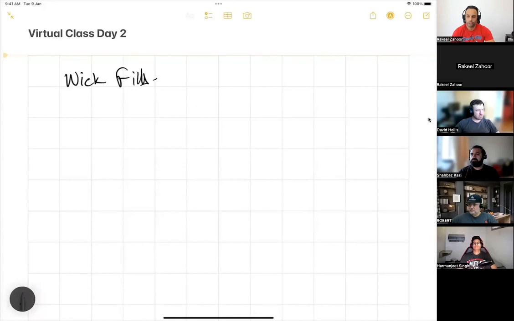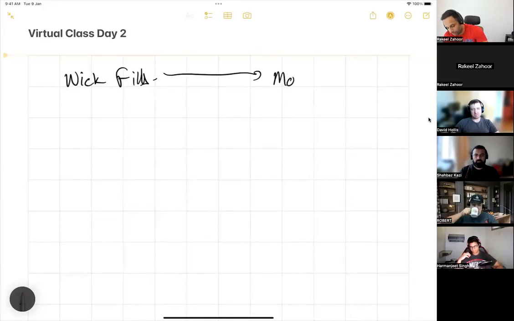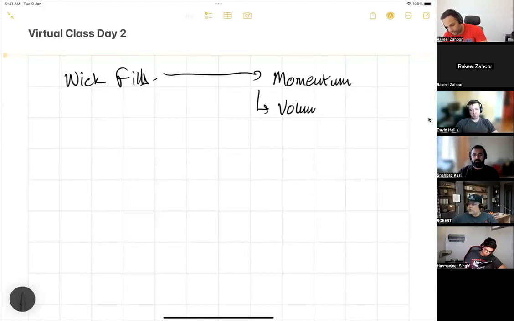Wick fills. So the most important thing to know about a wick fill is when do wick fills basically happen? Wick fills are only going to happen when there's going to be momentum in the market and when there's going to be volume in the market. Now, how do we know there's going to be volume in the market? There are certain times when there's going to be volume in the market, and there's certain times when there's going to be no volume in the market.